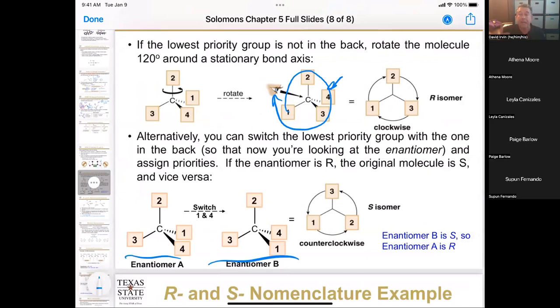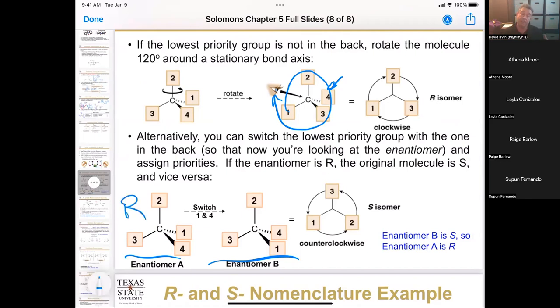Okay, I'm going to use my hand method again. We're looking at enantiomer A, and 4 is going to be my wrist, 1 is going to be my middle finger, 2 is going to be my index finger, and 3 is going to be there, but I have to rotate it around to look down that axis. And so I have middle finger, index finger, thumb, middle finger, index finger, thumb. That is clockwise. So I think this is the R enantiomer.